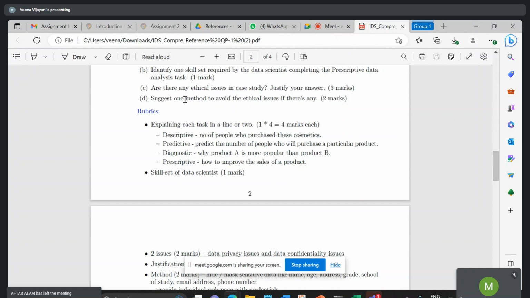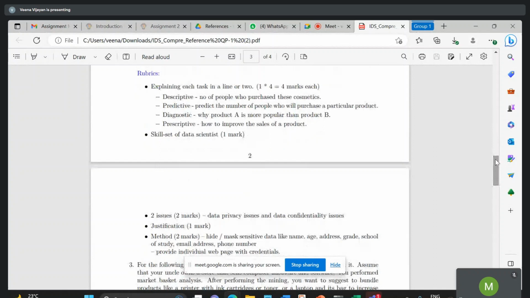So just one method to avoid ethical issues, if there are any: one is data masking, which we can do, or credentials by authentication. Each user can log in and they can only see their data. So on the web portal, the user enters login and password and then accesses it. Okay, this is okay. And third question.